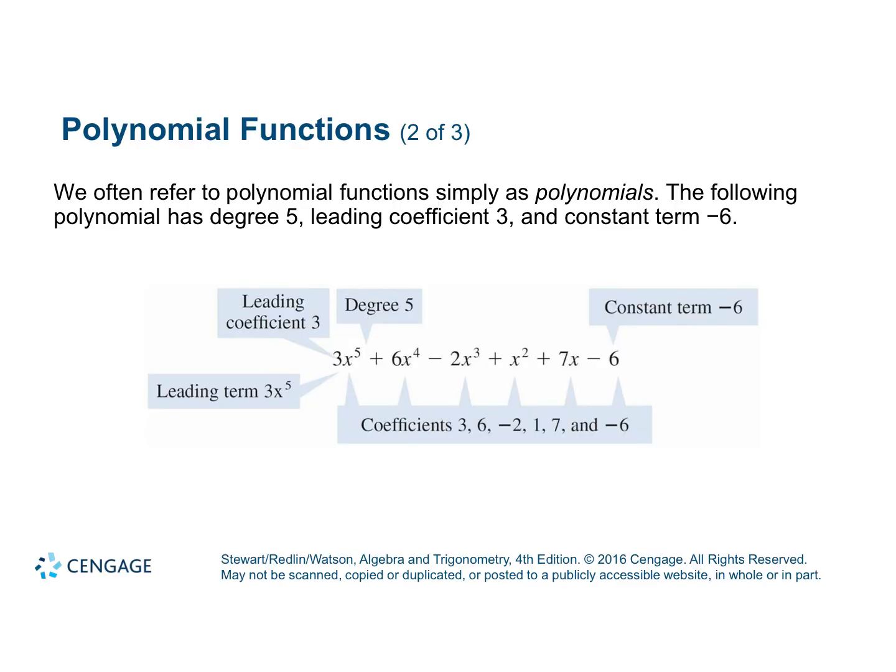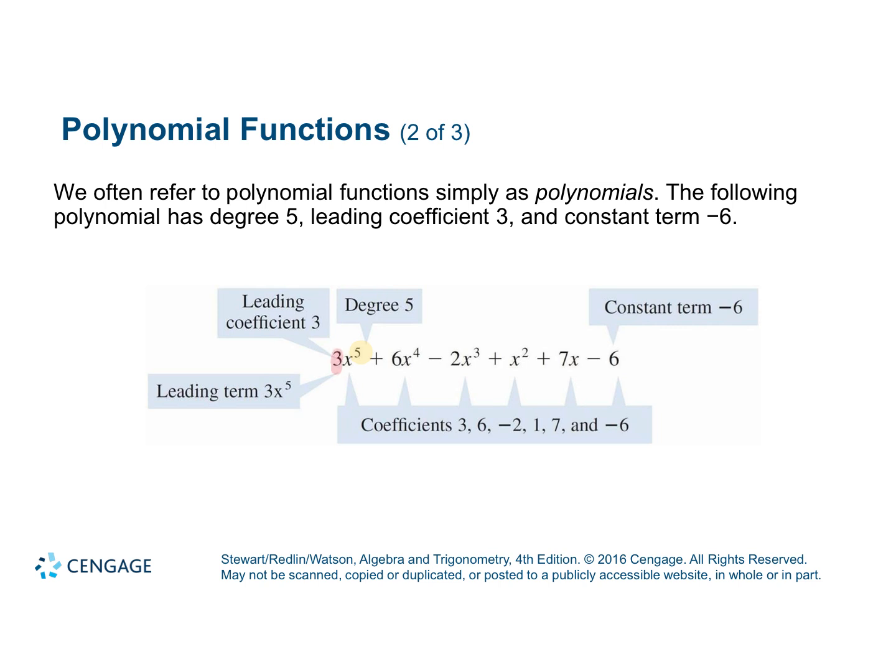So you have polynomial functions. We often refer to polynomial functions simply as polynomials. Now the following polynomial has a degree of 5, a leading coefficient of 3, and a constant of -6. Just so you remember, the degree is based on the highest exponent of the equation. Right now the highest exponent is 5, so that's why it's a degree of 5. The leading coefficient is the coefficient that goes with that leading term, so it's going to be 3.